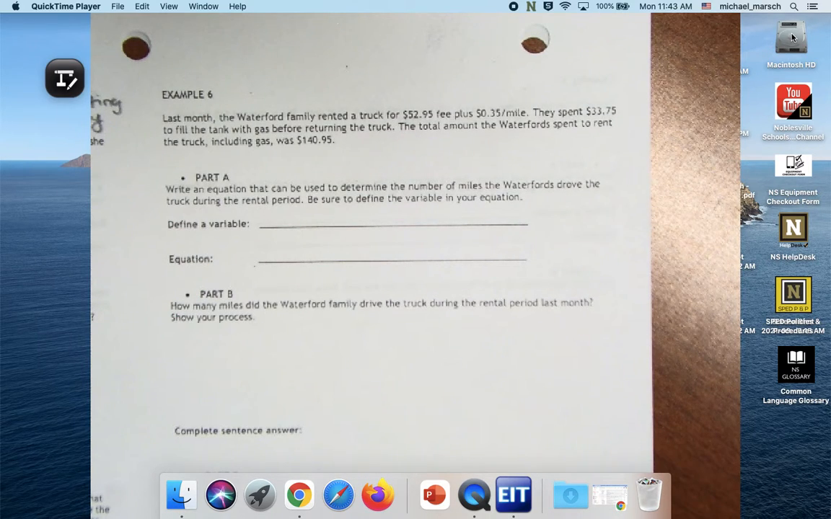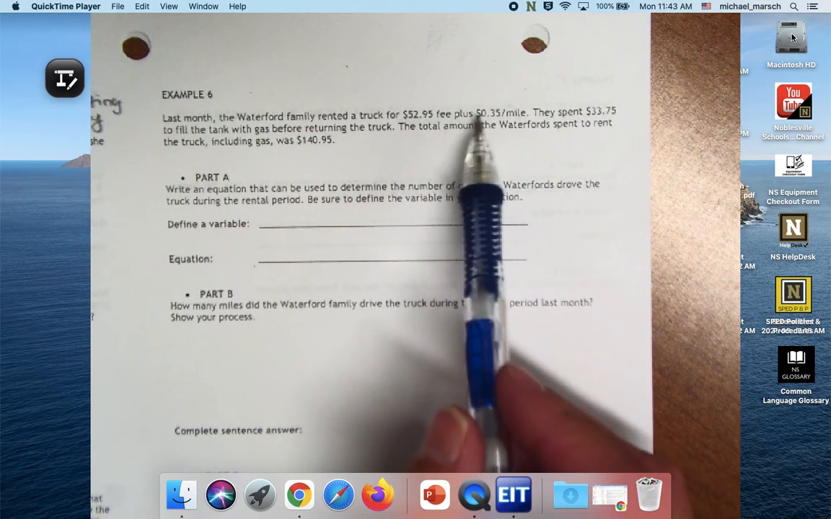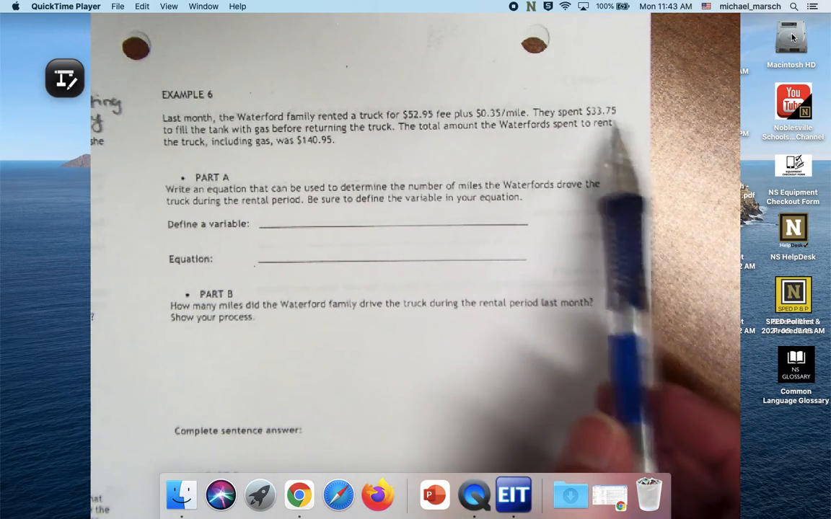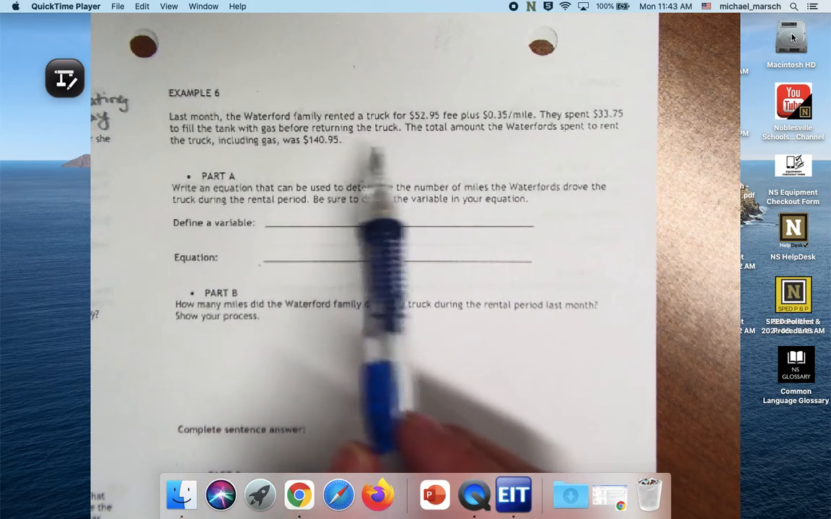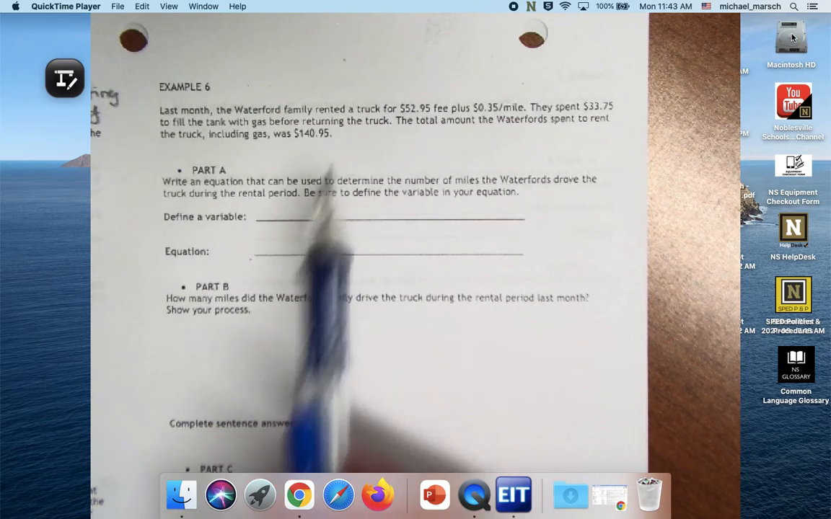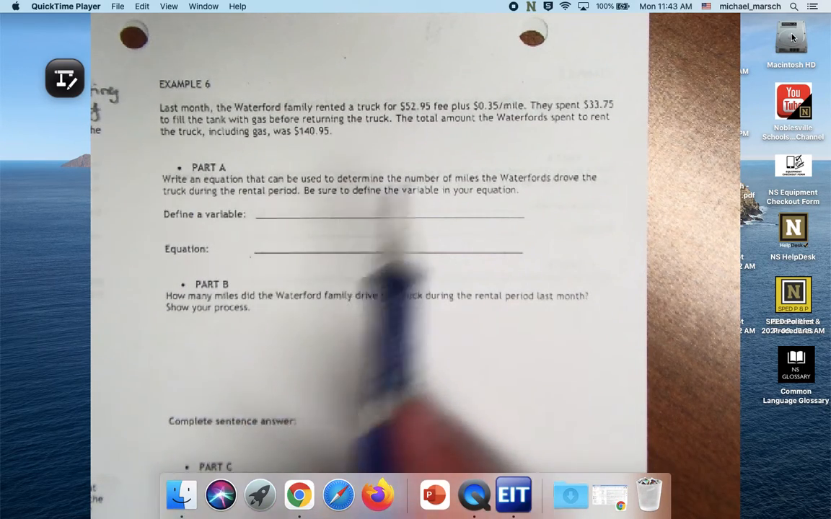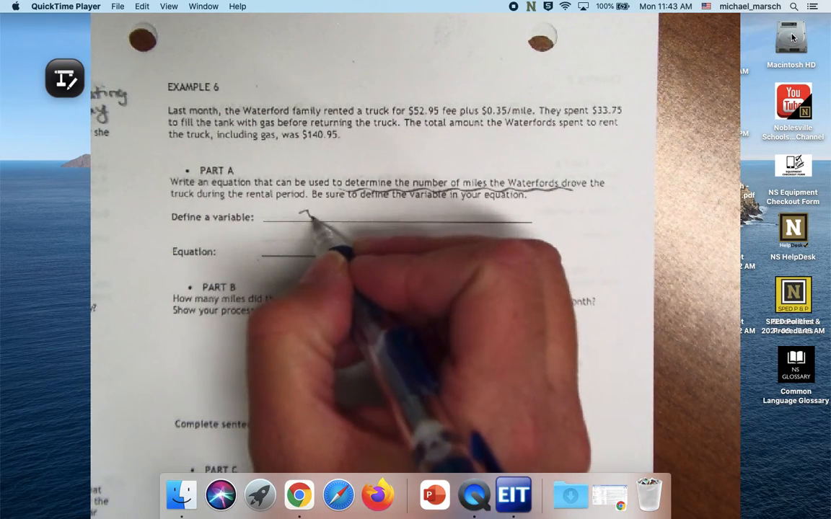All right, so we know how much they rented. It was $52.95 to rent the truck, 35 cents a mile to drive it. Then they also spent $33.75 on gas before they returned it. The total was $140.95. We want to find out the number of miles they drove. So that's going to be our variable.